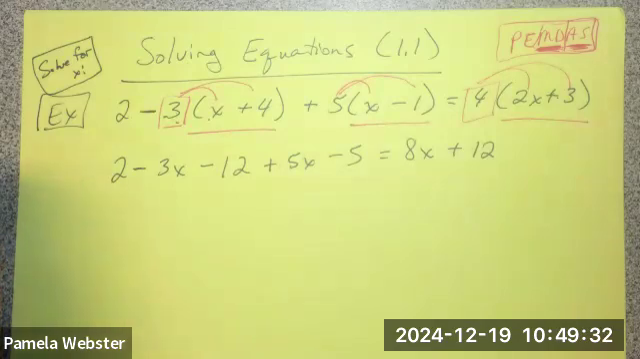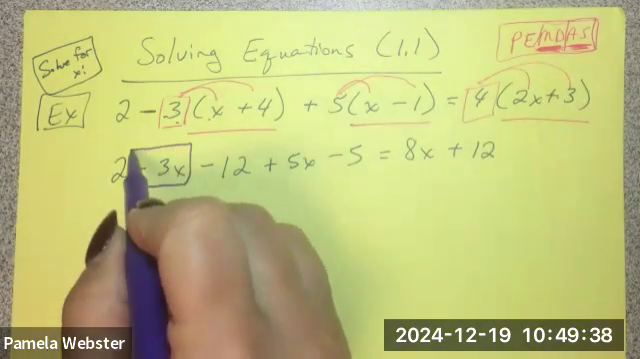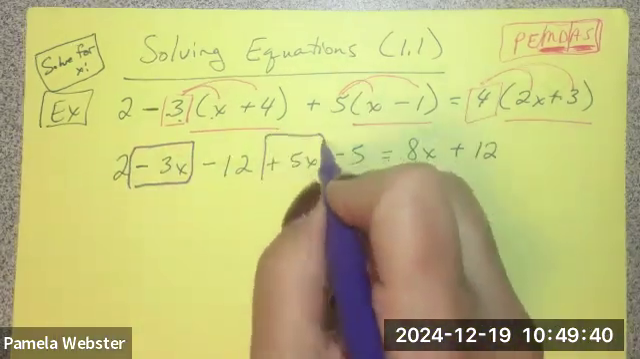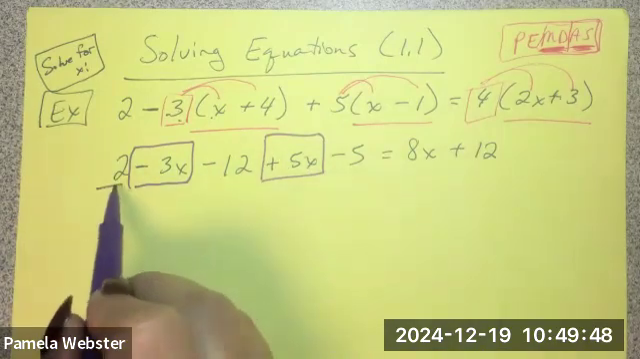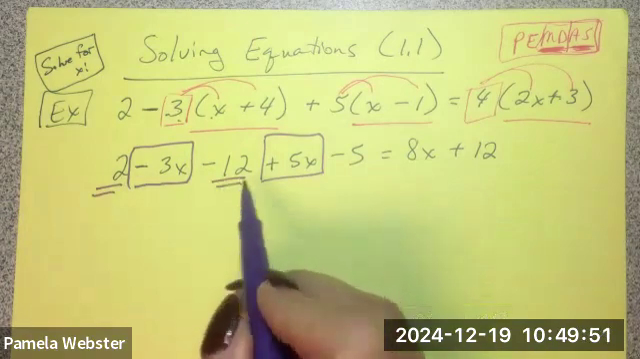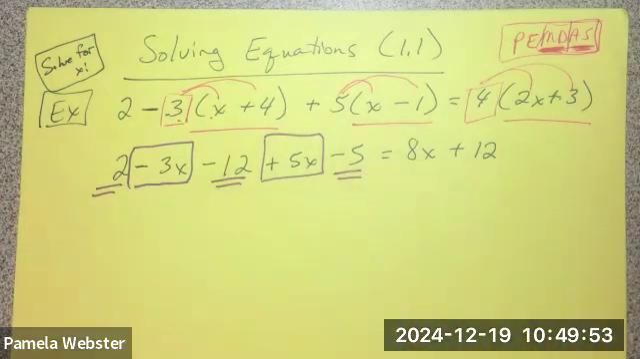Okay, so keep on going. I'm going to look at this and say, okay, on this left-hand side, I've got a minus 3x and I've got a positive 5x. If you're not sure, that's what we call like terms, and we should be able to combine those things. I also have just constants, right? 2, a minus 12, and a minus 5. And those are like terms because they don't have any x's. They're just whole numbers, basically, or integers. So I should be able to combine those as well.